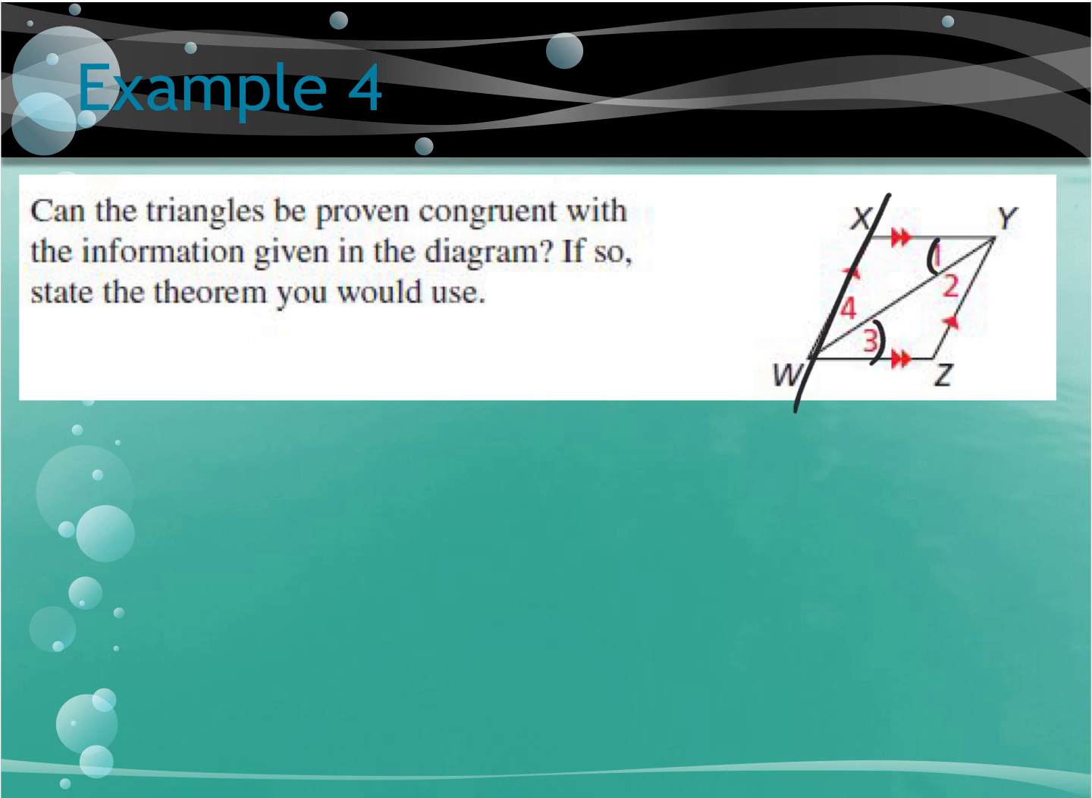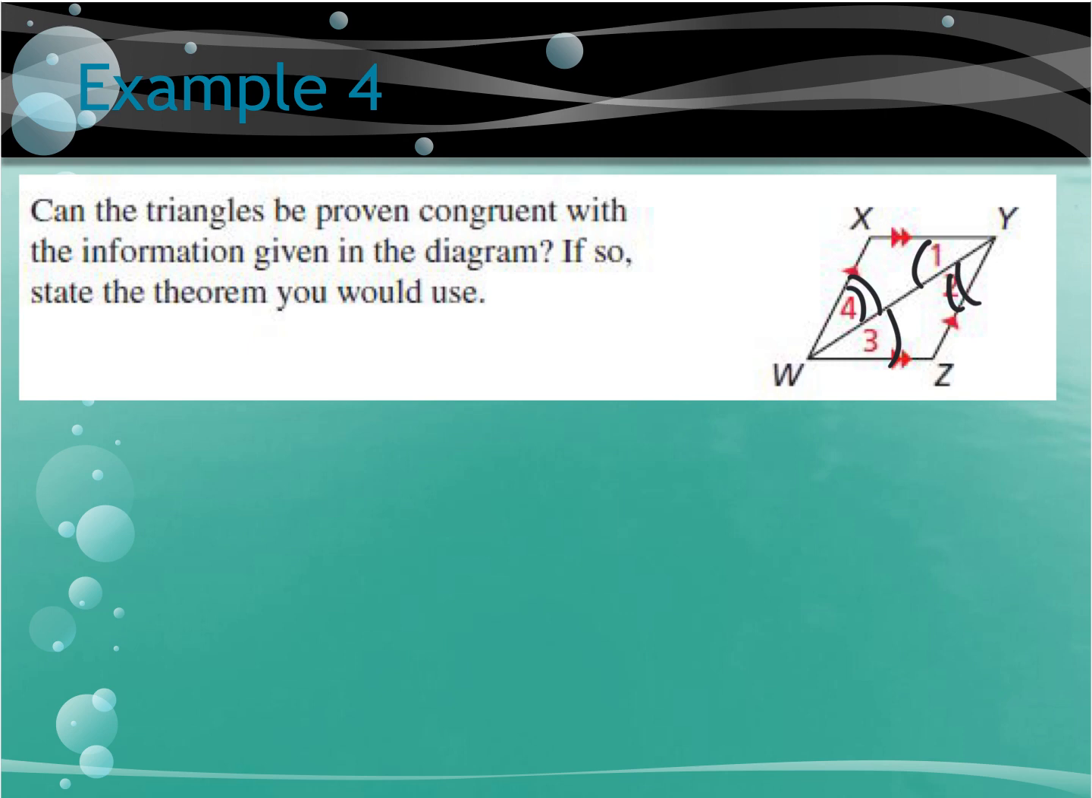Also, we have 4 and 2. Those two are parallel. Again, alternate interior angles. 4 and 2 would be congruent as well because of the other parallel lines. So we get 1 and 3 is congruent and 4 and 2 is congruent.